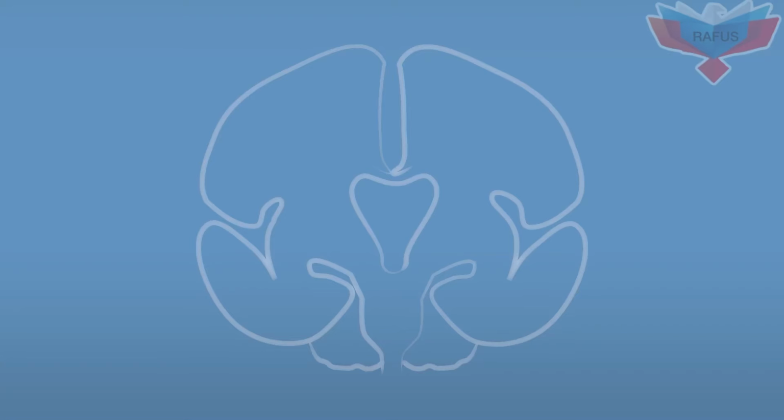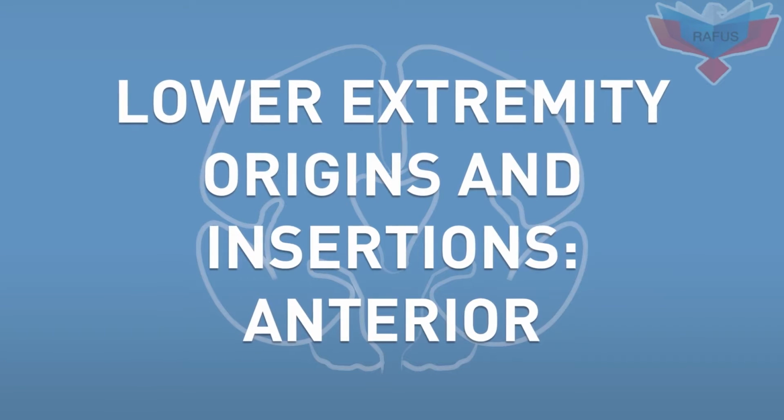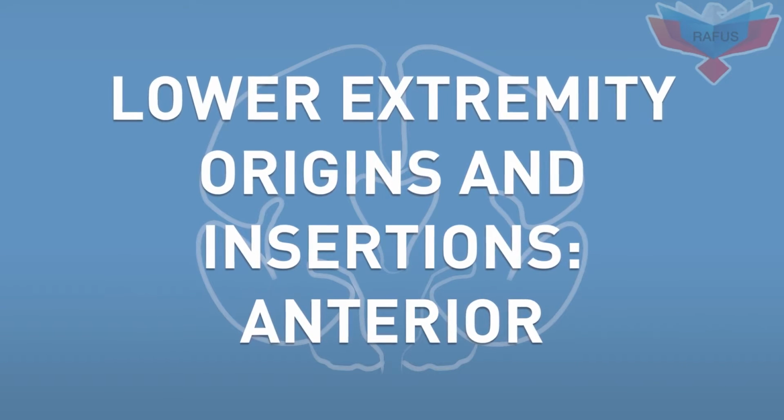Here we will learn the origins and insertions of the muscles that attach to the anterior pelvis and lower limb. To begin, let's define the terms muscle origin and insertion. Indicate that origin means that the bone remains stable upon muscle contraction. Then indicate that insertion means that the bone moves upon muscle contraction. In the limbs, the origin is usually proximal to the insertion.